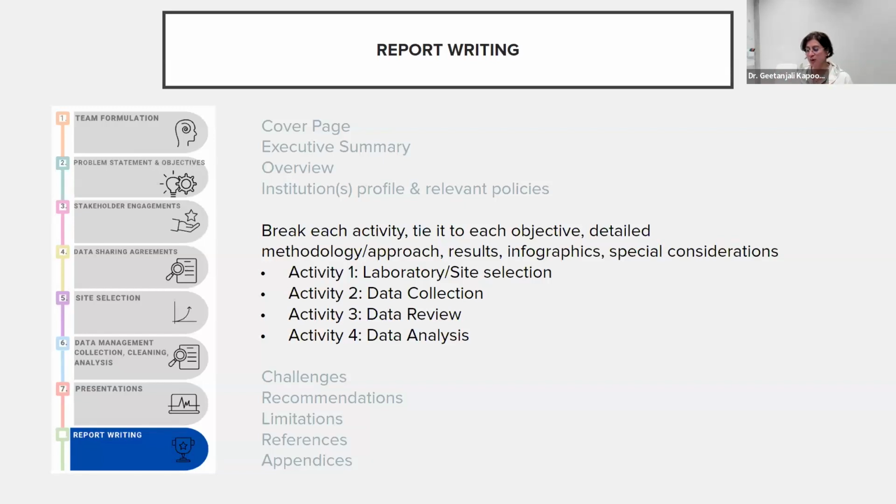Disclaimers, as many as possible, should always be put, because these are very complicated kinds of analysis. So we do a lot of assumptions. So please put all your assumptions and disclaimers.